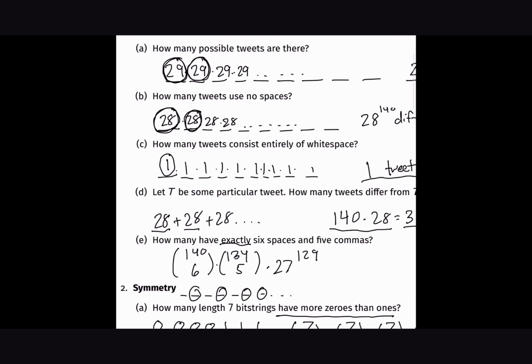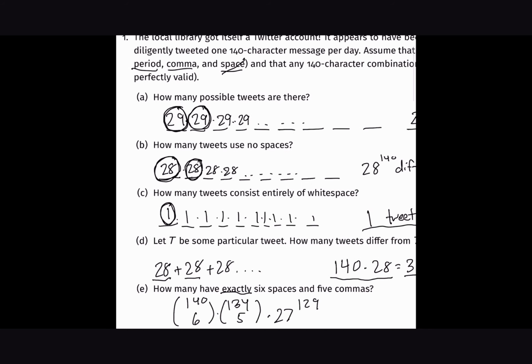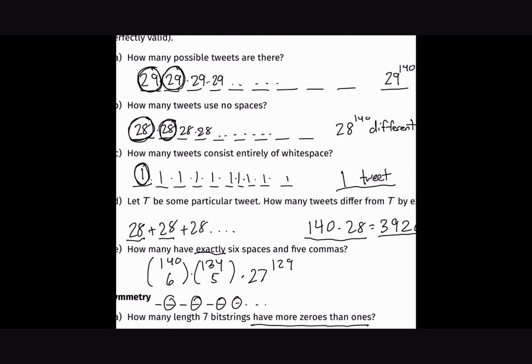Part C is saying how many tweets consist entirely of white space. So if we want entirely white space, there's only one possibility per character in our message. So for the first character in our message, there's only one possibility, which in this case will be the white space, because we don't want to use any other types of characters. Thus, since each character in our message has to be a white space, we are left with 1 to the 140th power, or just one tweet.